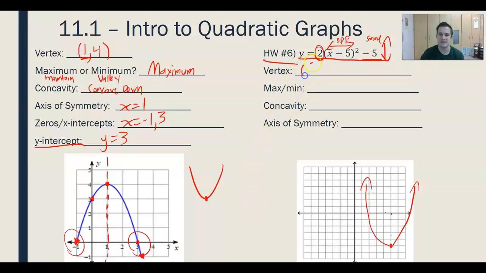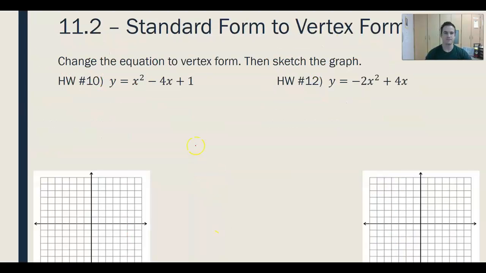So my vertex is at 5, -5. And 5, -5, this point right here is a minimum because it's a valley there. It's at the very bottom. Concavity, these arrows are pointing up, so this is concave up. And the axis of symmetry is right here through the x-coordinate of the vertex, so at x equals 5. So those are the basic characteristics that we discussed in the first lesson in this unit, some of these basic characteristics of quadratic graphs.